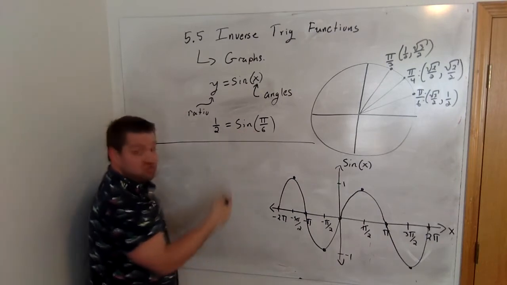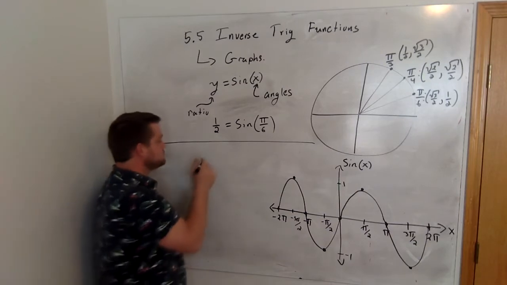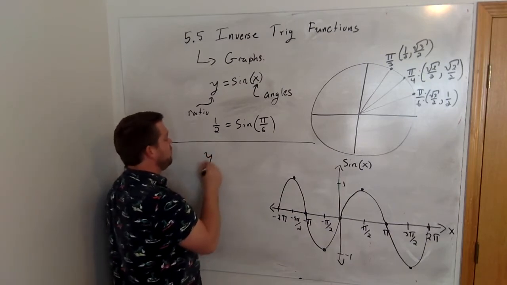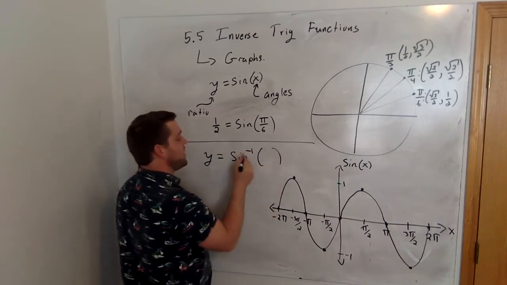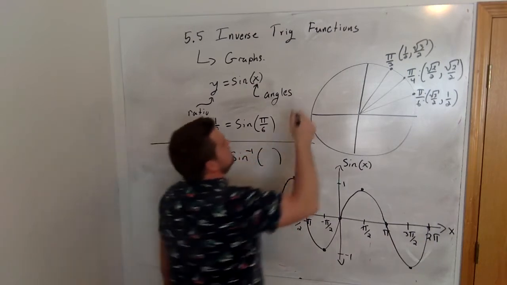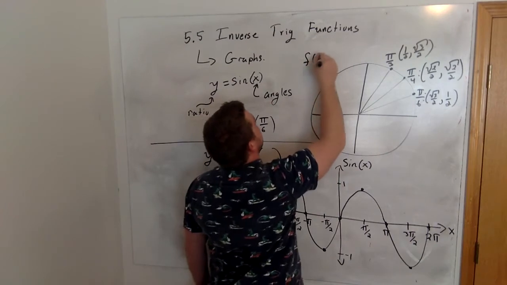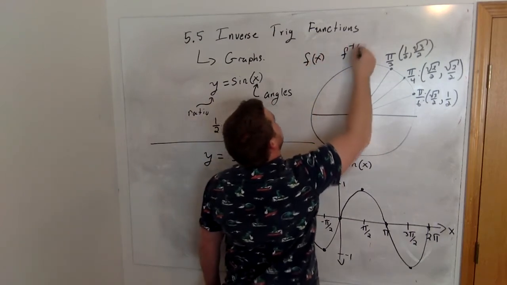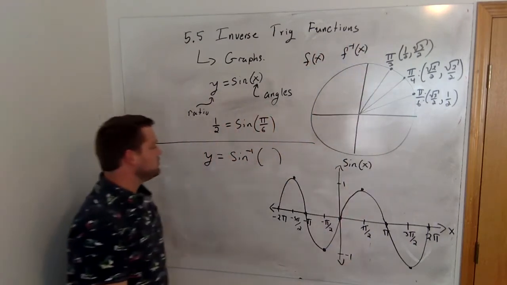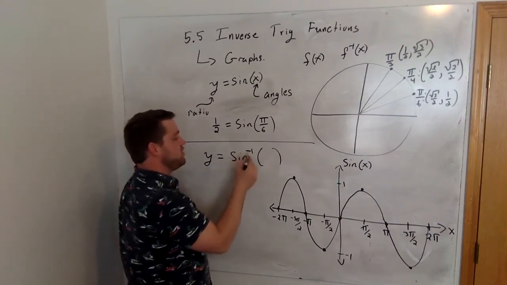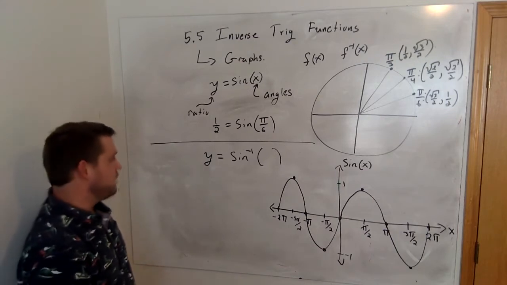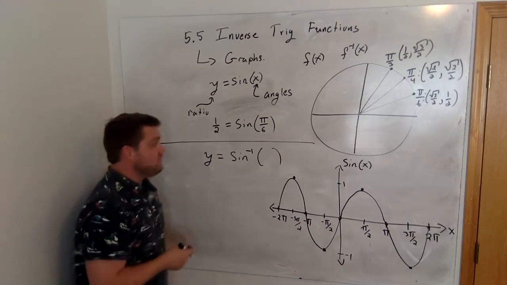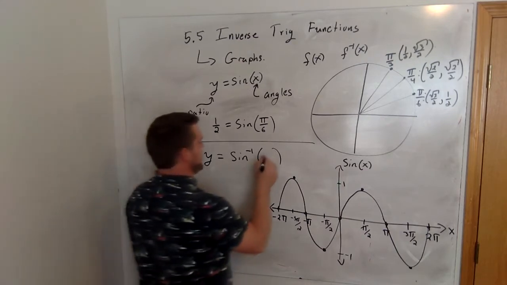Let's give a notation to what the inverse function would do. If I wrote y is equal to sine inverse, we do sine and put a little -1 here. It's similar to when you have a function f of x and you write its inverse like this. This denotes the inverse sine function. This is the backwards function. And we're going to put an x here.